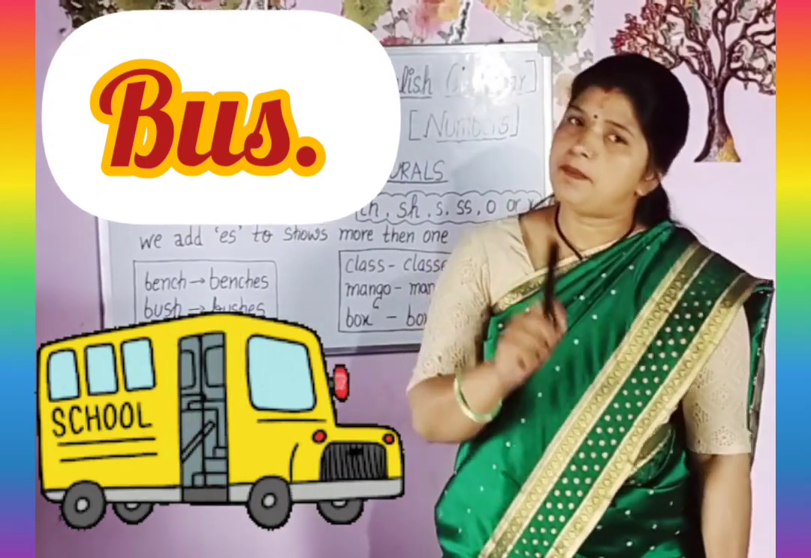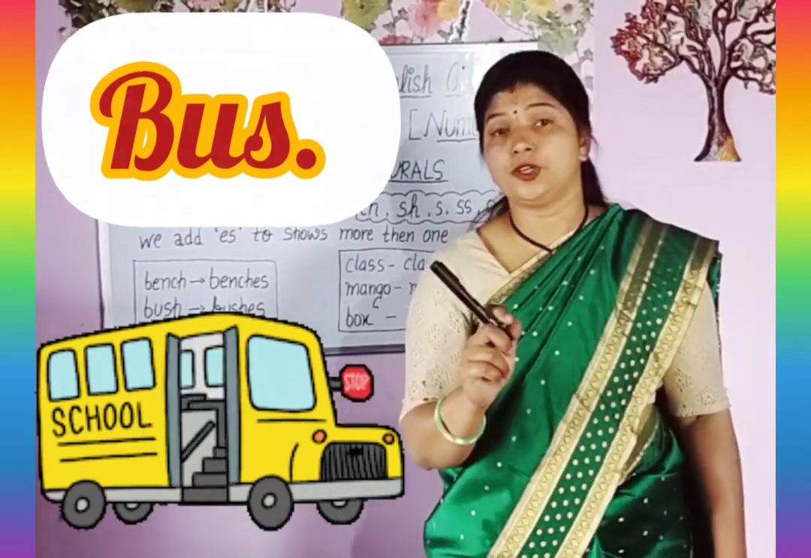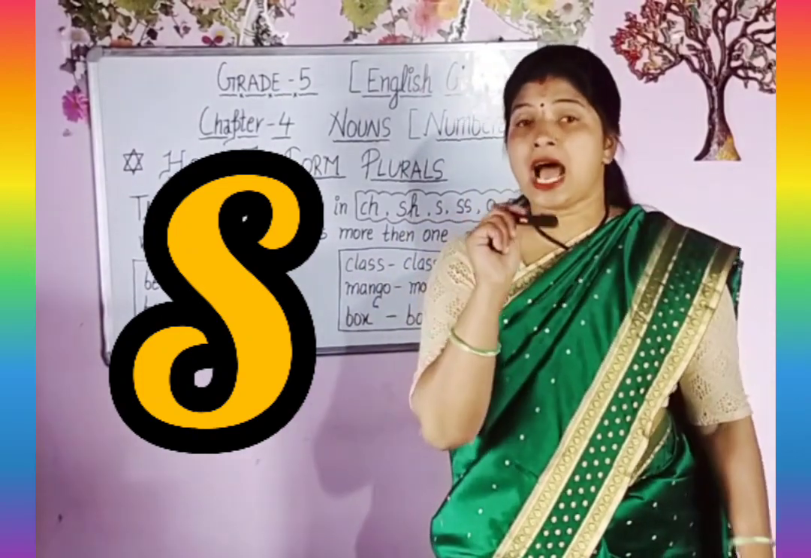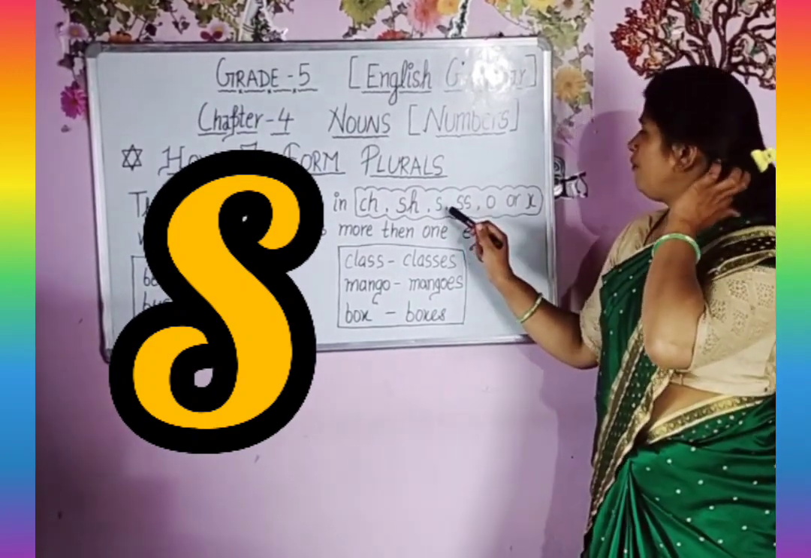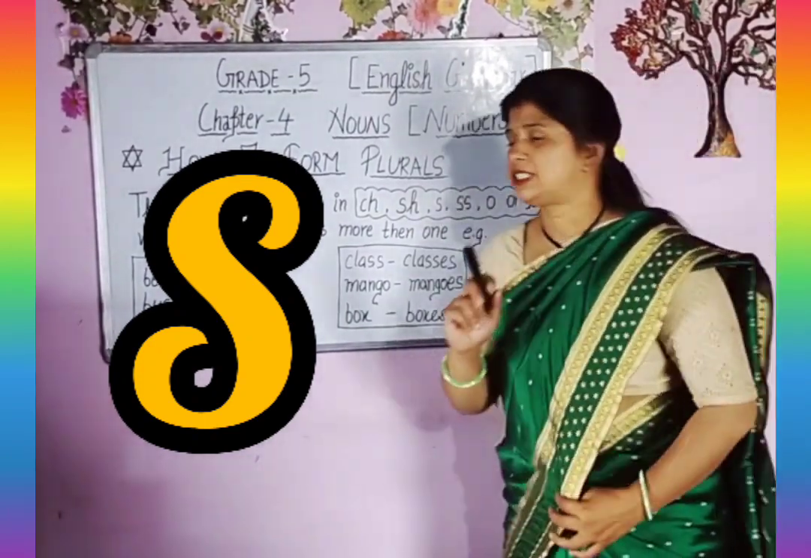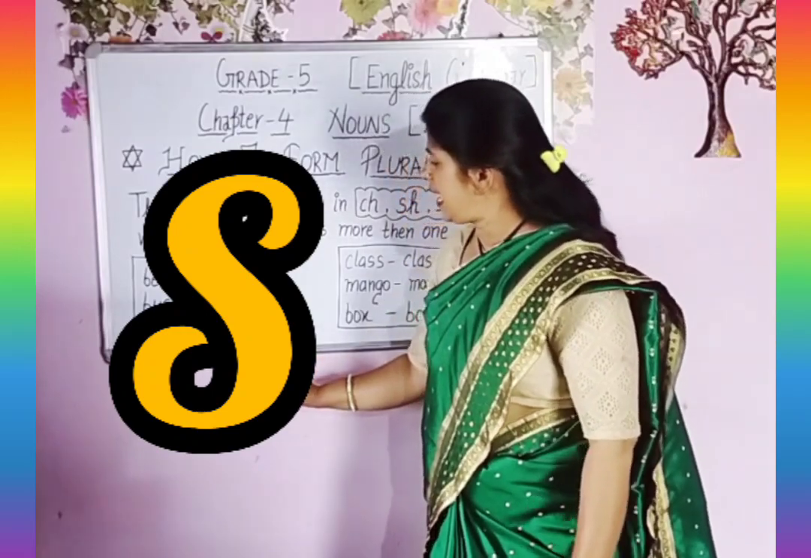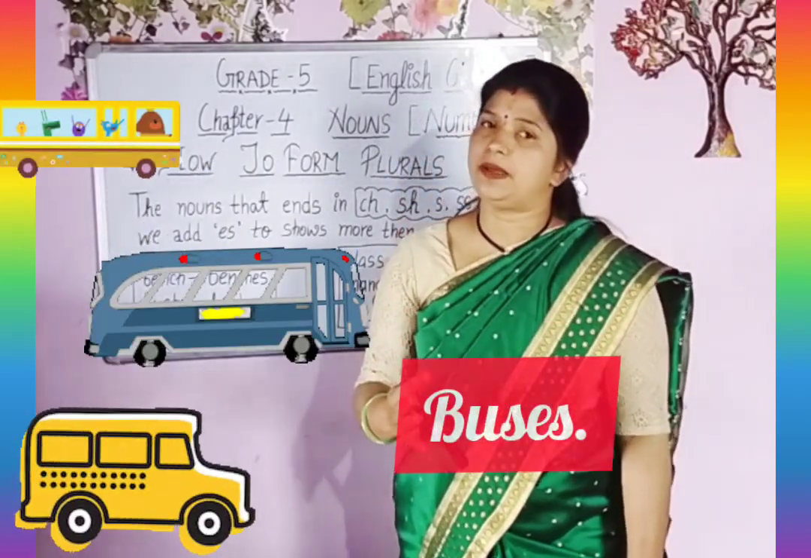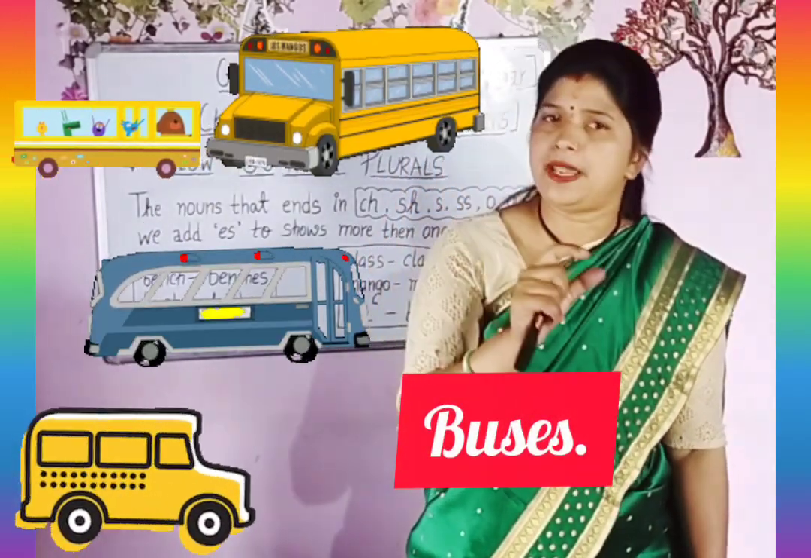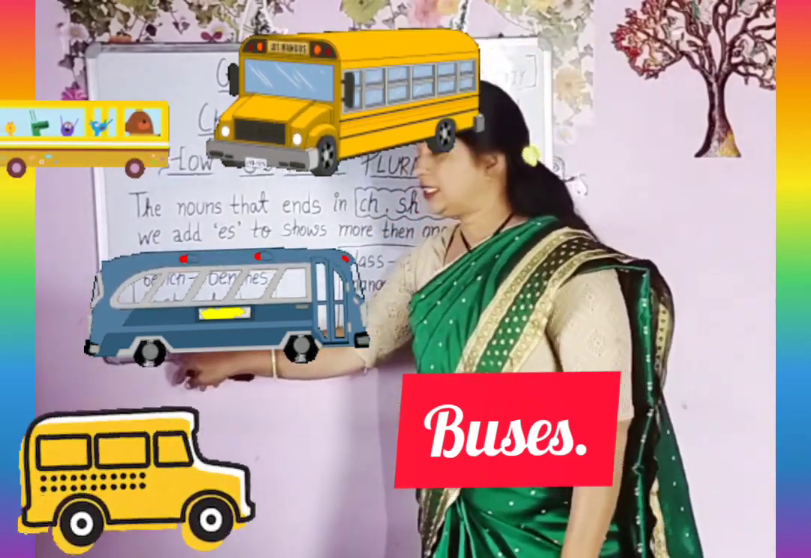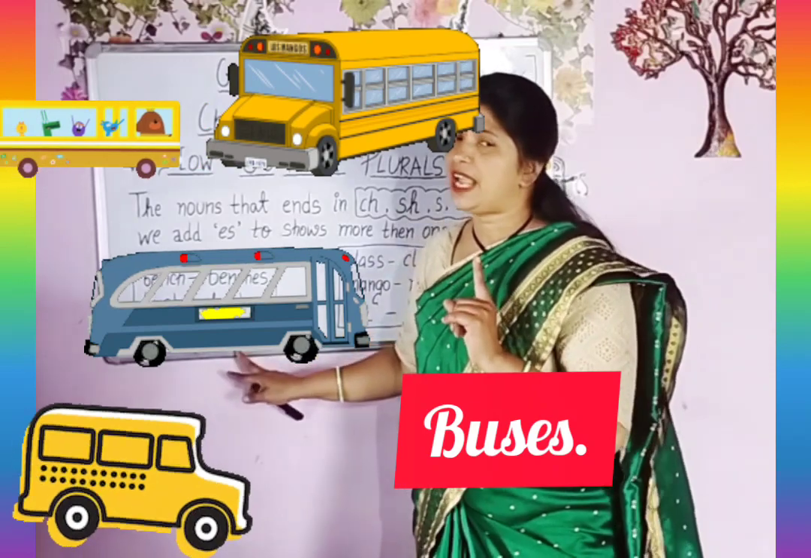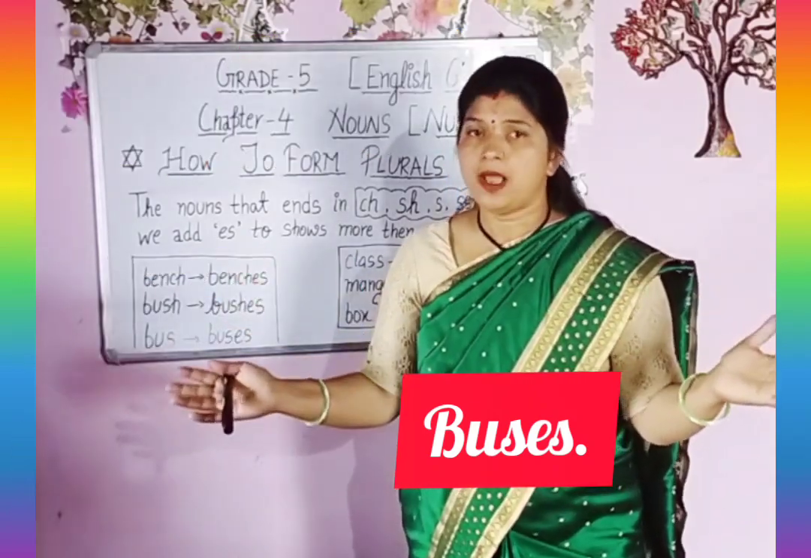Now see the third one, B-U-S, bus. In the word bus, the last letter is S. Whenever the last letter is S, we always add ES to it. So now it will become buses, B-U-S-E-S, buses. Bus is the singular form and if we add ES to it, it becomes plural.